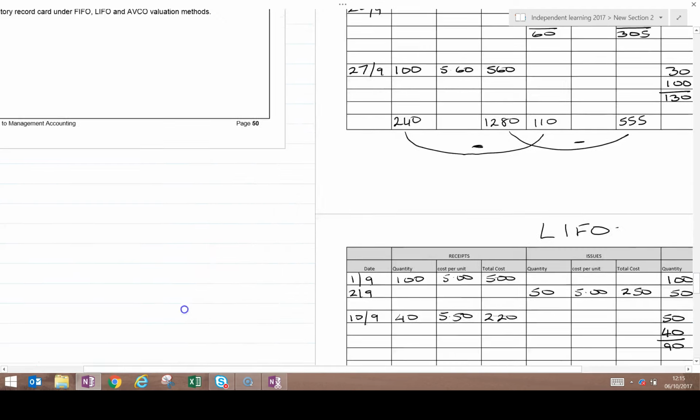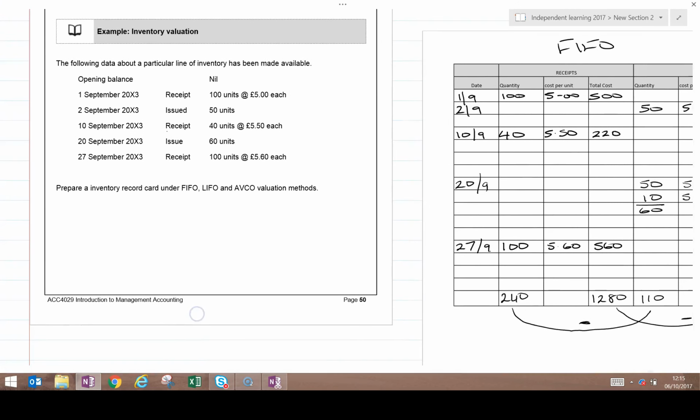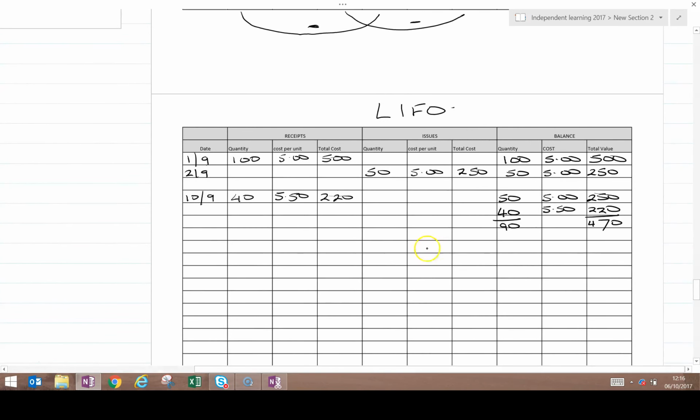Now we have an issue. 60 units on the 20th of September. Before we write that in the issue column, let's just have a look at our balance. We're issuing 60 units. We're doing last in, first out. So our last delivery was this delivery of 40, where we paid £5.50. So we're going to issue those first.